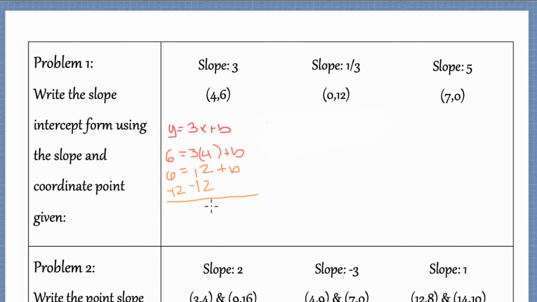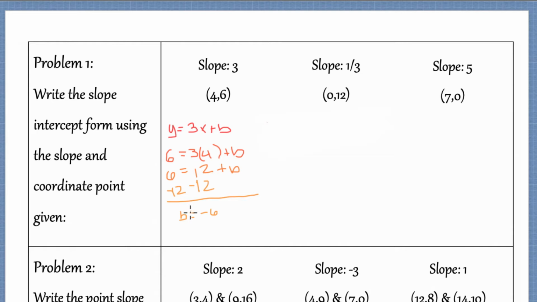And that's going to leave b alone on the right side, and it's going to have 6 minus 12 on the left side, which is equal to negative 6. So negative 6 is equal to b, or you can also write b is equal to negative 6. So now we know what b is.